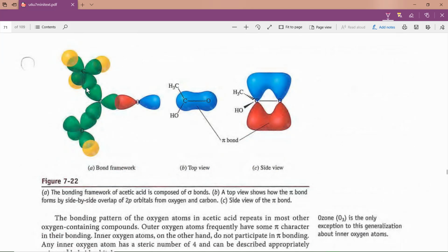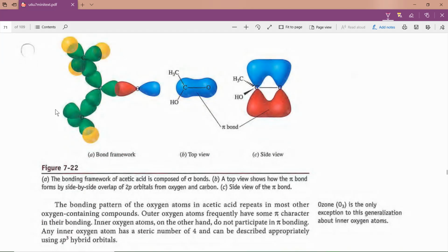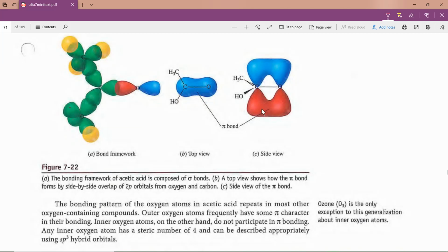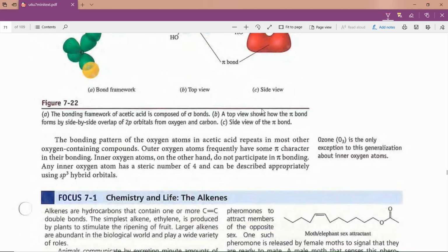So here we see acetic acid, CH3, there's the methyl group. There's CO, that's the sigma framework. There's the other O, there's a hydrogen. There you have the lone pairs on the oxygen. And now you have your unhybridized p on the carbon and unhybridized p on the oxygen, and those give you the pi bond.